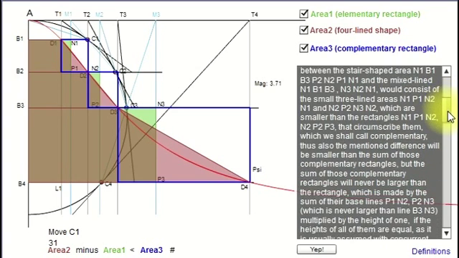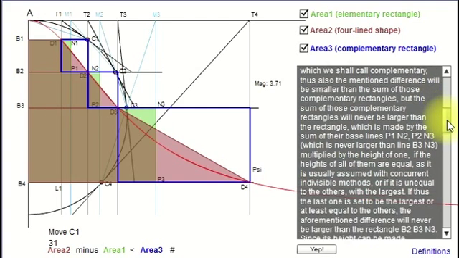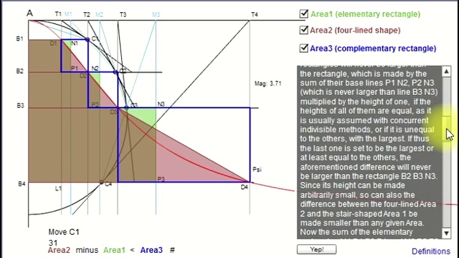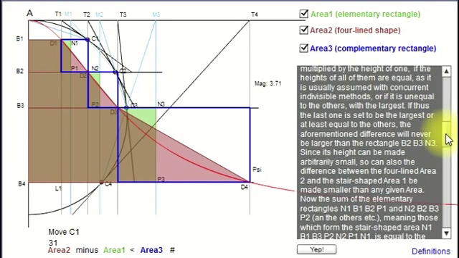But the sum of those complementary rectangles will never be larger than the rectangle which is made by the sum of their baselines p1, n1, p2, n2, which is never larger than the line b3, n3, multiplied by the height of 1, if the heights of all of them are equal, as it is usually assumed with concurrent indivisible methods, or if it is unequal to the others with the largest. If thus the last one is said to be the largest, or at least equal to the others, the aforementioned difference will never be larger than the rectangle b2, b3, n3.